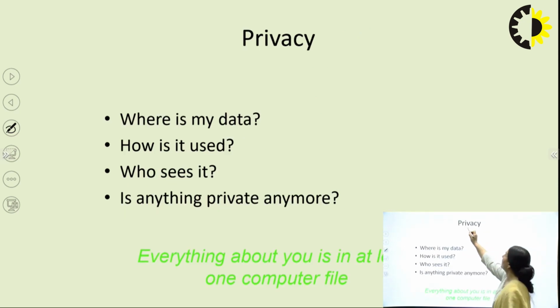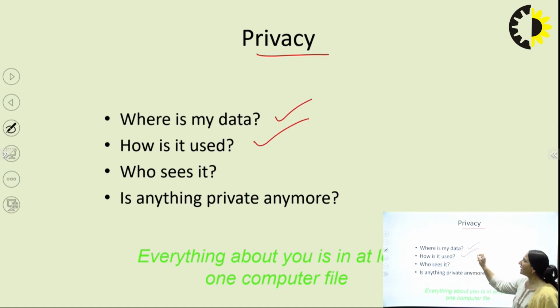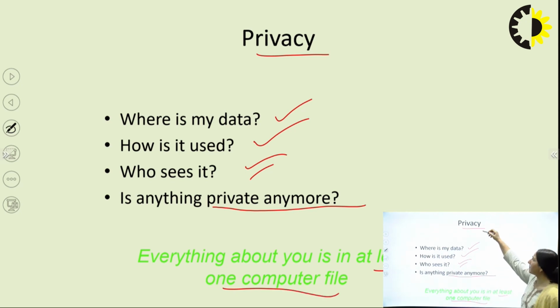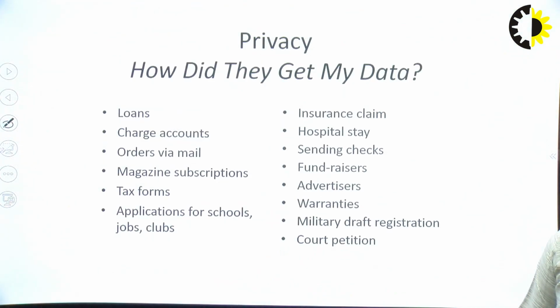Now comes a very important term, which is privacy. Privacy of the data should be there. So where is my data? We should be very much aware of what my data is, where it is, how that data is used, and who sees this particular data. Is anything private anymore? Is there anything more that you need in terms of privacy, right? Everything about you is in at least one computer file, so the privacy of the data needs to be properly maintained.